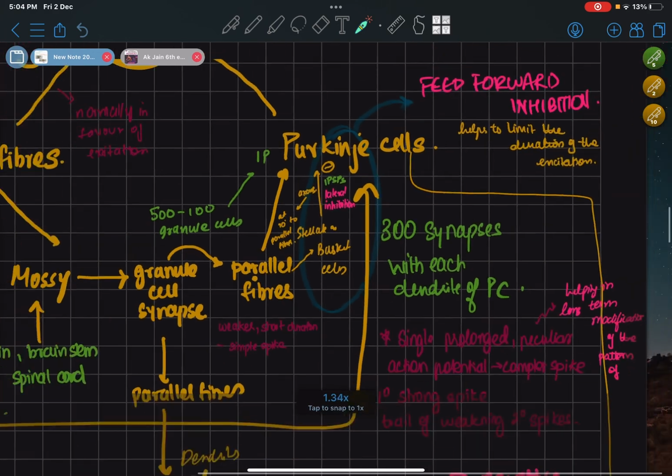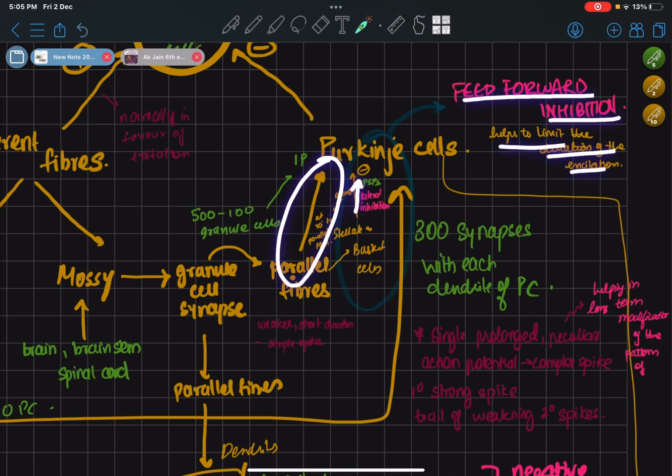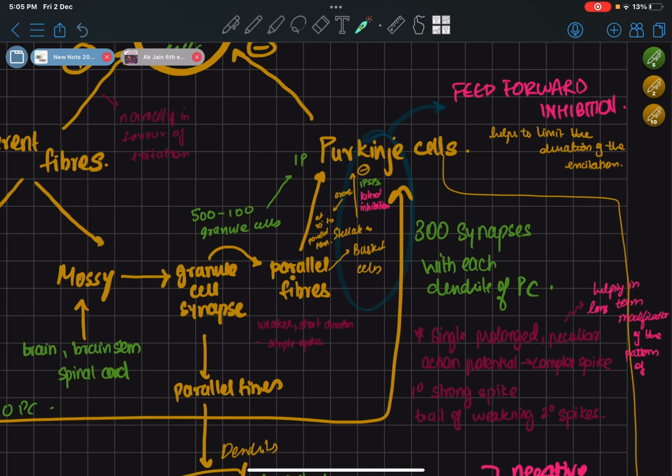So you can see here the mossy fibers synapsing with the granule cells, producing parallel fibers. It is exciting the Purkinje cells. It is also supplying the stellate and basket cells, which are doing lateral inhibition of the Purkinje cells. This kind of inhibition is called feed forward inhibition. It helps to limit the duration of the excitation here. Alright, that is one thing, and it is also called lateral inhibition.